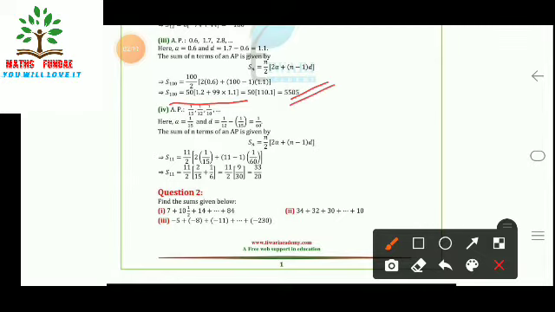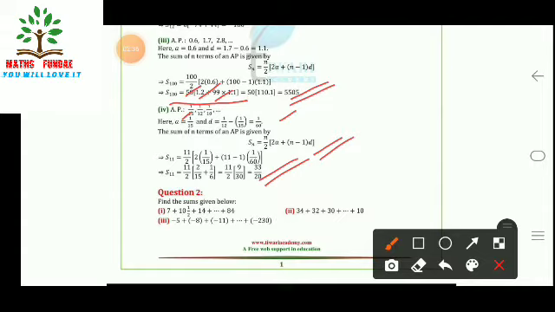Then the fourth part, it is given 1 upon 15, 1 upon 12, 1 upon 10. So a is 1 upon 15, d will be 1 upon 12 minus 1 upon 15, that is 1 upon 60. Now we have to find the sum of the n terms. So Sn is equal to n upon 2, 2a plus (n minus 1) into d. So S11 is equal to 11 upon 2, 2a plus (n minus 1) into d. On putting the values of n, a, d, everything, the result is 33 upon 20. That is the answer.